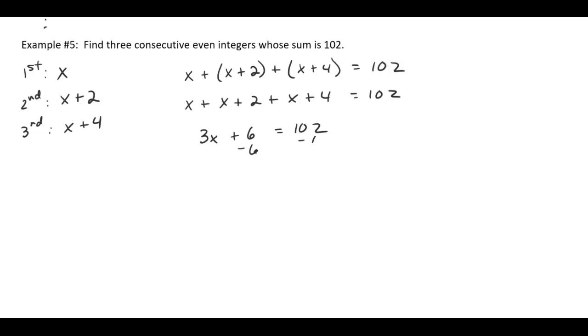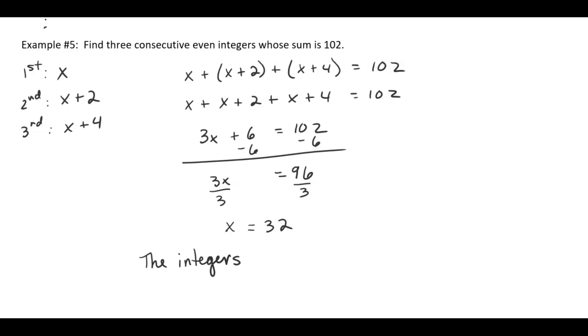Subtract the 6 from both sides. So I get 3x equals 96. Okay, divide both sides by 3. And I get x equals 32. Okay, so the first integer is 32. And again, it has to come out to be an integer or I'm in trouble. So the even integers are, and by the way, 32 is even, so that's good, 32, the next one's going to be 34, and the next one's going to be 36.